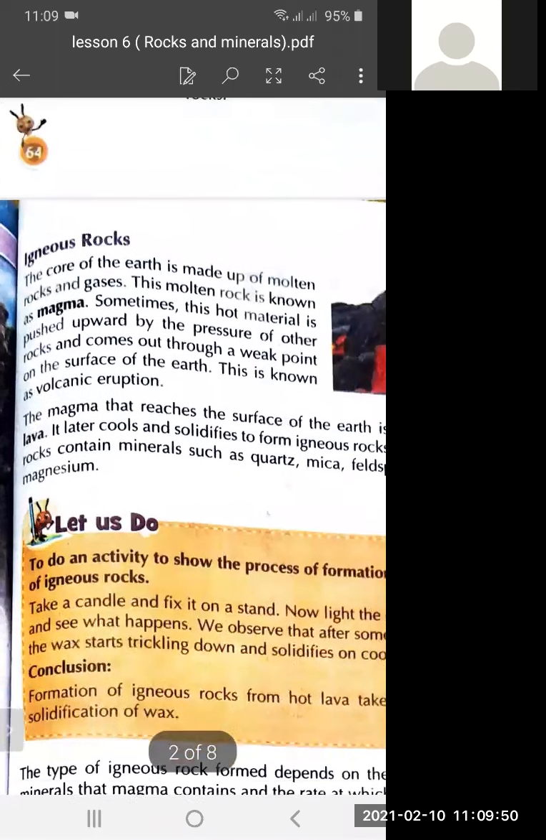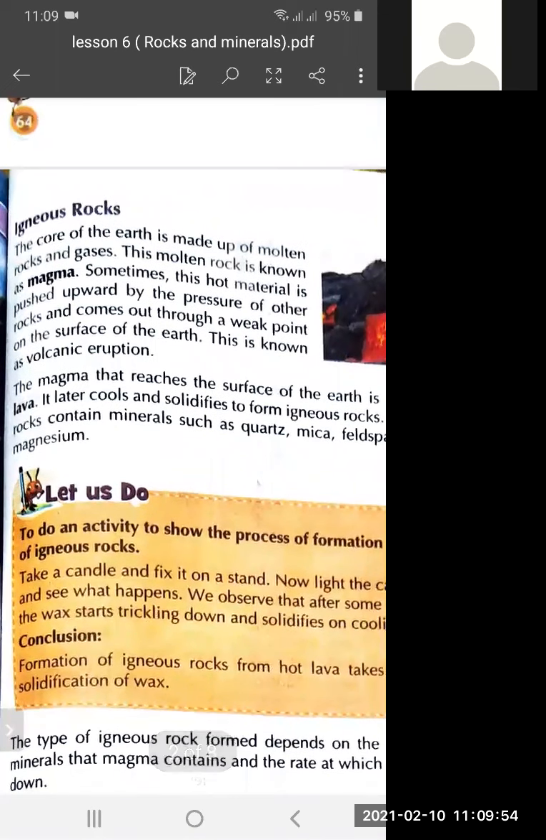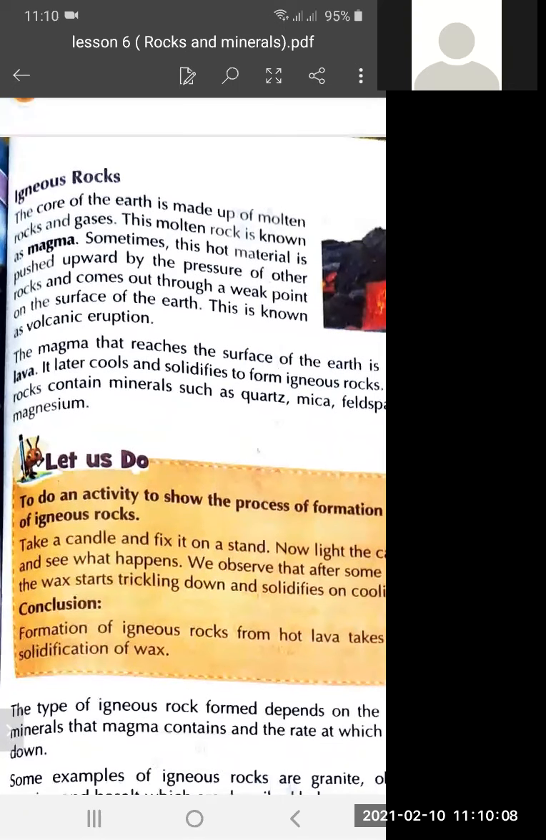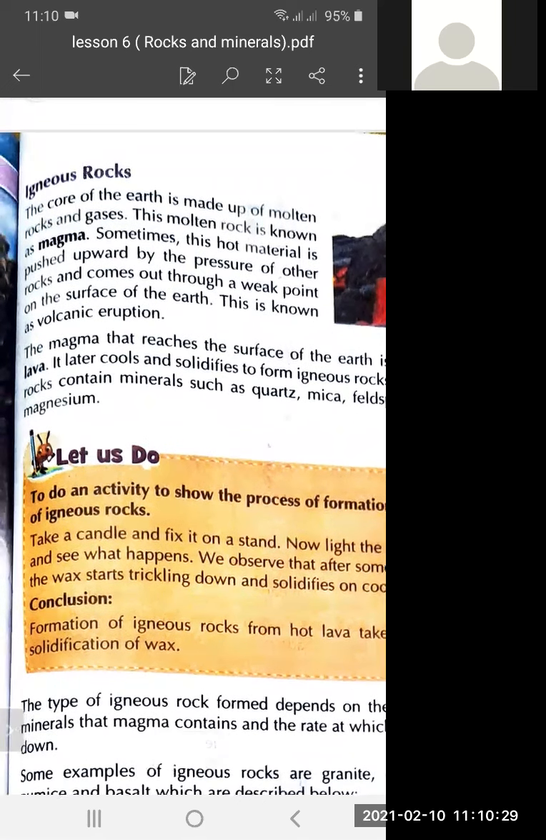Igneous rocks. The core of the earth is made up of molten rocks and gases. The molten rock is known as magma. This hot material is pushed upward by the pressure of other rocks and comes out through the weak points on the surface of the earth. This is known as volcanic eruptions.